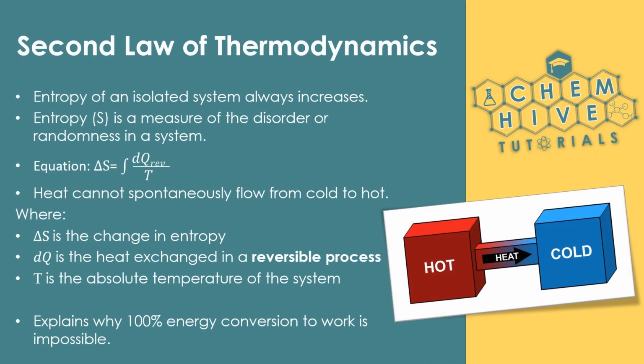The second law of thermodynamics states that entropy of an isolated system always increases, where entropy is a measure of the disorder or randomness in a system. Equation: delta S equals the integral of dq rev all over T. The second law of thermodynamics also tells us that heat cannot spontaneously flow from cold to hot, where delta S is the change in entropy, dq is the heat exchanged in a reversible process, and T is the absolute temperature of the system. This explains why 100% energy conversion to work is impossible.